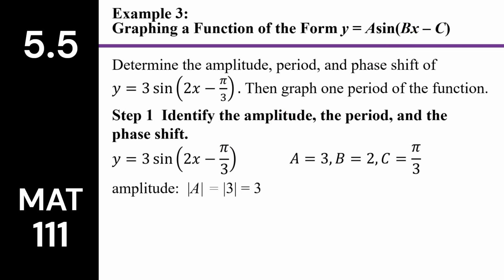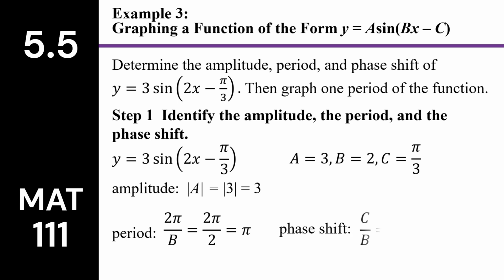We take A and find the amplitude of 3. We find the period by substituting 2 in for B, and that reduces to pi. And then to find the phase shift, we use the formula C over B. That's pi over 3 all over 2, which reduces to pi over 6.